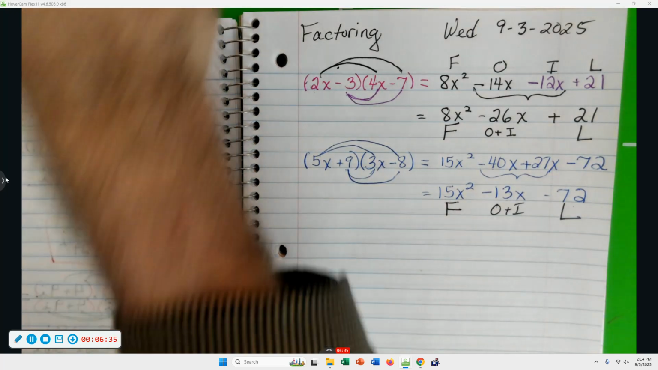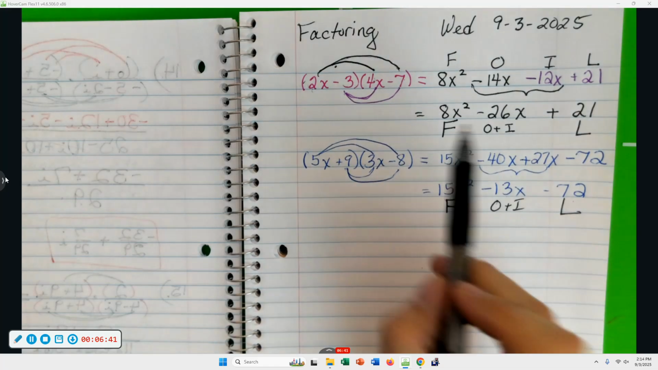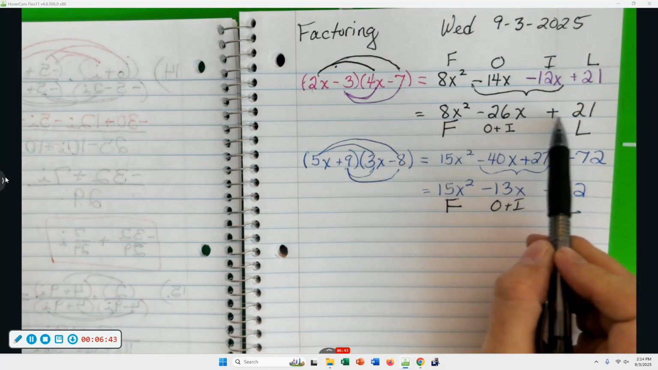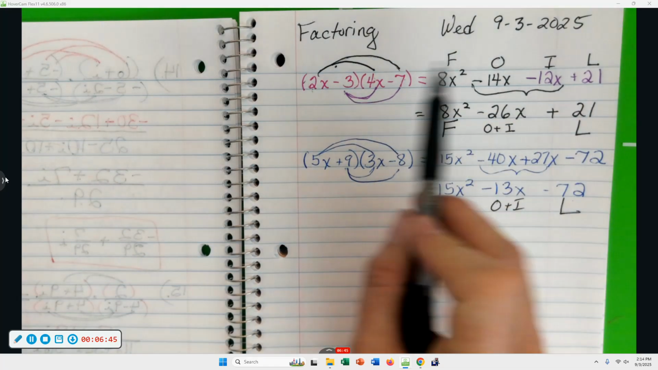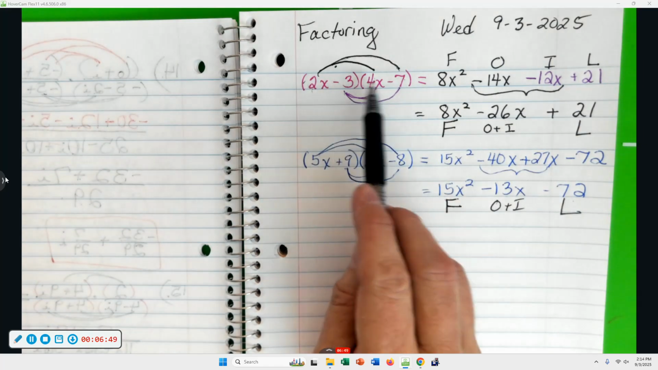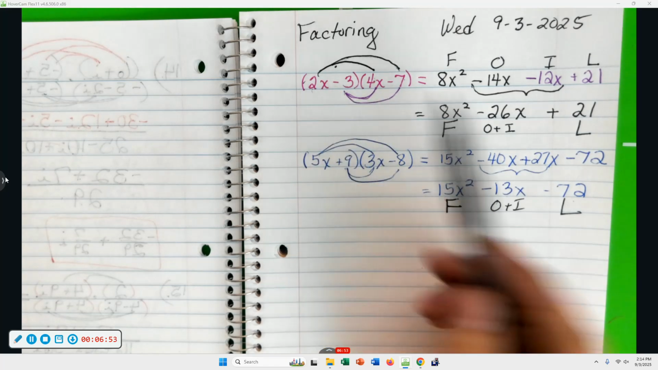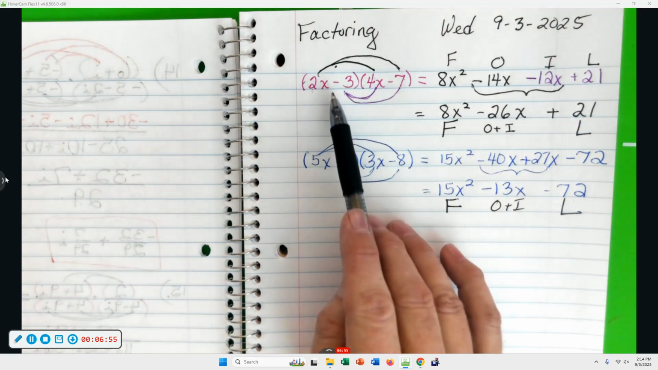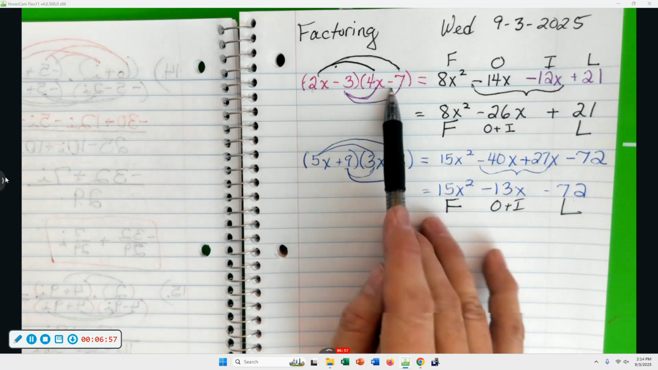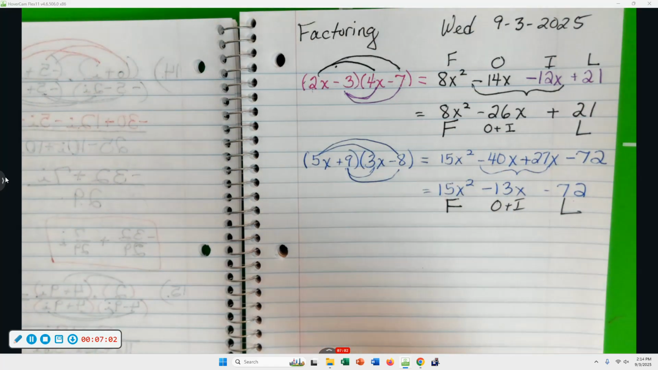And it's not just going to be random guessing. If we had this 8x squared minus 26x plus 21 and we were going backwards, the first thing I'm going to discuss is how you decide whether you're going to have the two negatives inside here. What are the possibilities? Inside parentheses, you could have a minus minus, a plus plus, or one plus and one minus.